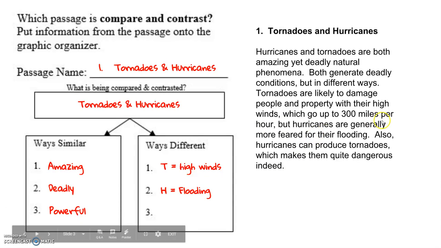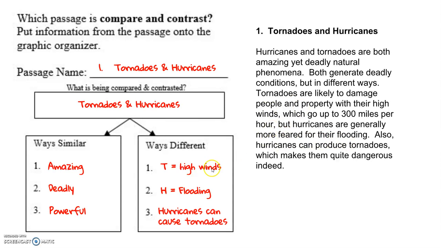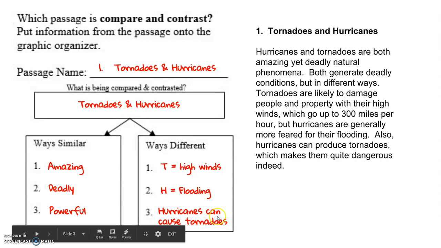Now I need to find one more way. It also says that hurricanes can make tornadoes. It doesn't say that tornadoes can make hurricanes, so that is a way that they're different. So we'll also put in that hurricanes can cause tornadoes.